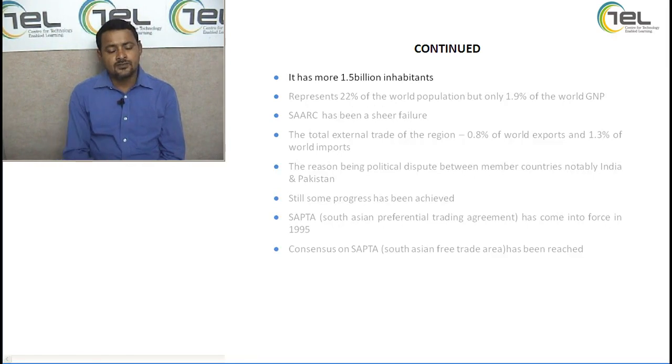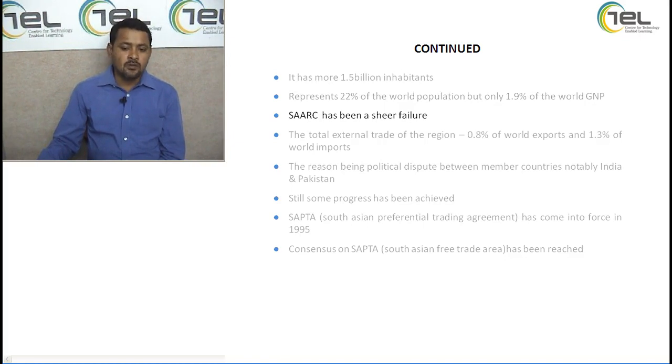It's large in size. SAARC constitutes 1.5 billion people, 25% of the world's population. But it had only 2% of the world's GNP in the year 2005. SAARC has been a sheer failure because of conflicts between member countries. The total external trade of the region by the year 2005 was less than 1% of world exports and 1.5% of the world's imports.